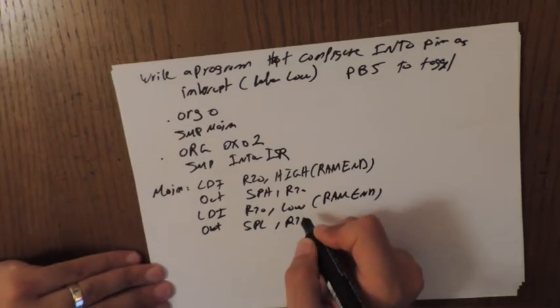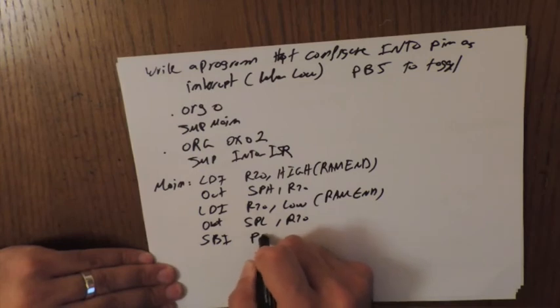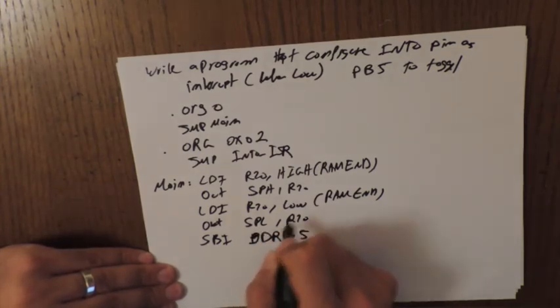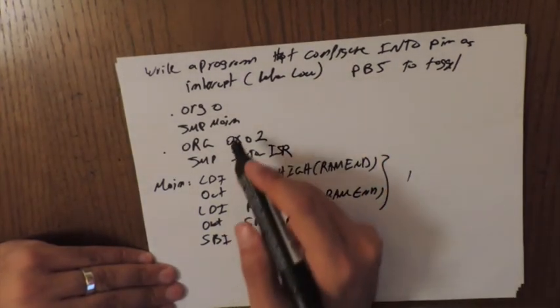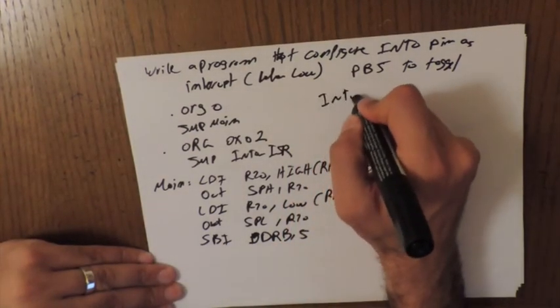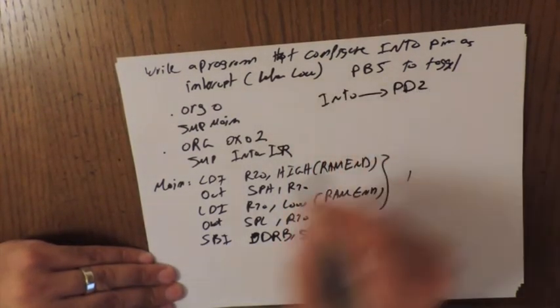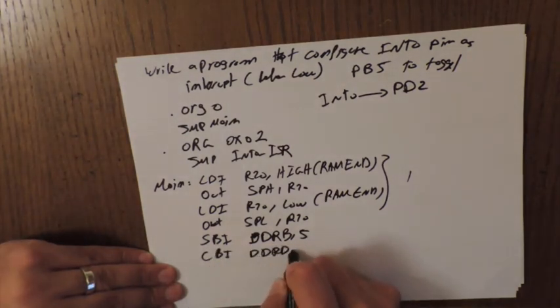Now I need to set the output DDRB. So this is step 1. Now step 2, I need to have PD2. INT0 means PD2. So CBI DDRD, comma 2.